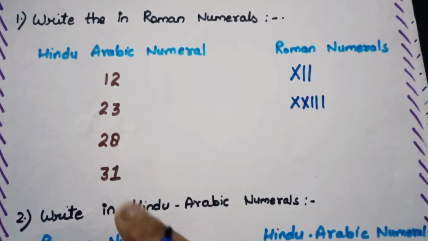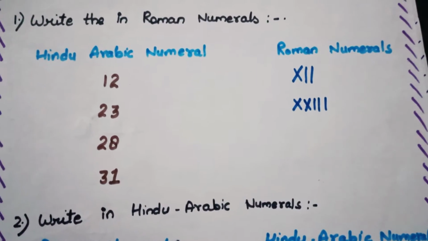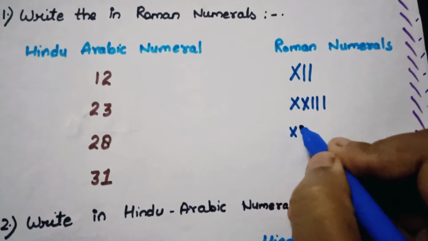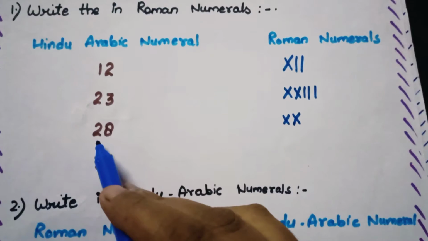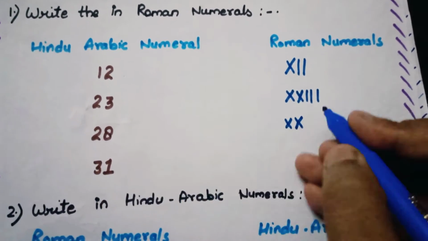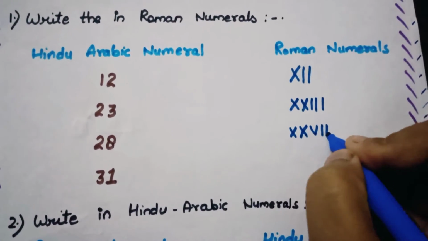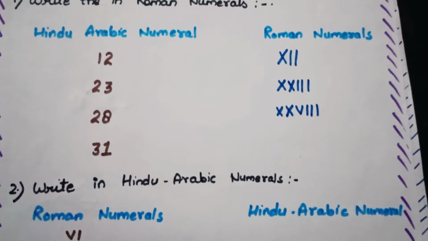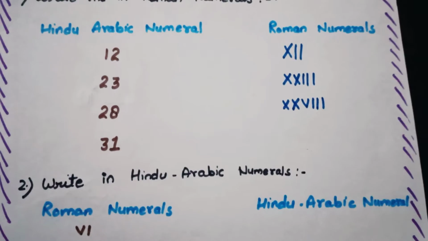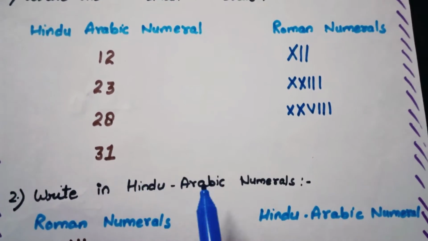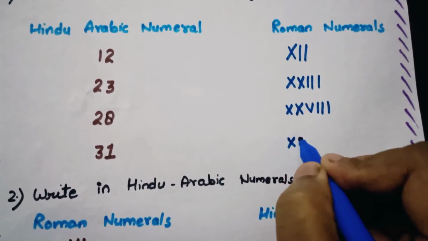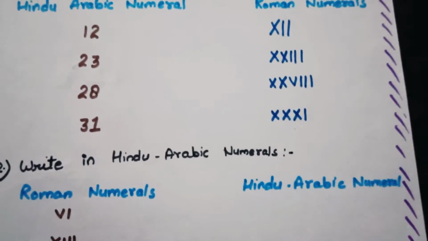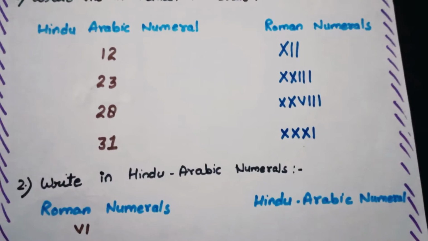Okay, then for 28 we can write 28 as 20 plus 8, right? So the Roman numeral for 20 is XX and the Roman numeral for 8 is VIII, right? So this is how we will do it. Now 31, we can expand it as 30 plus 1. So the Roman numeral for 30 is XXX and 1 is I. So this is how we have done it.